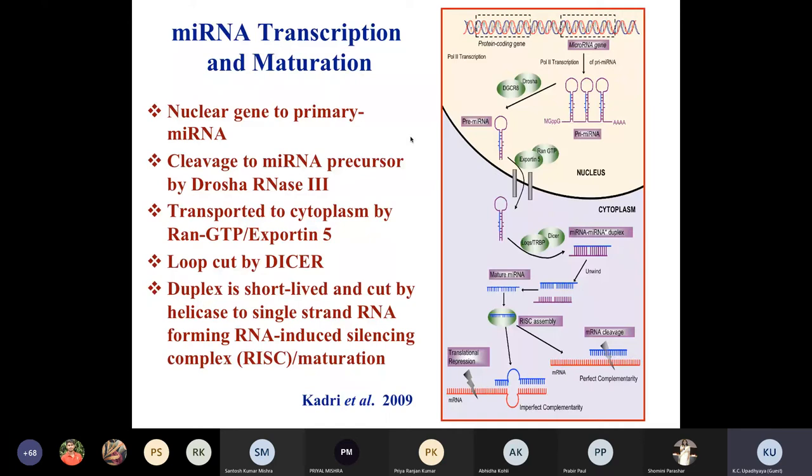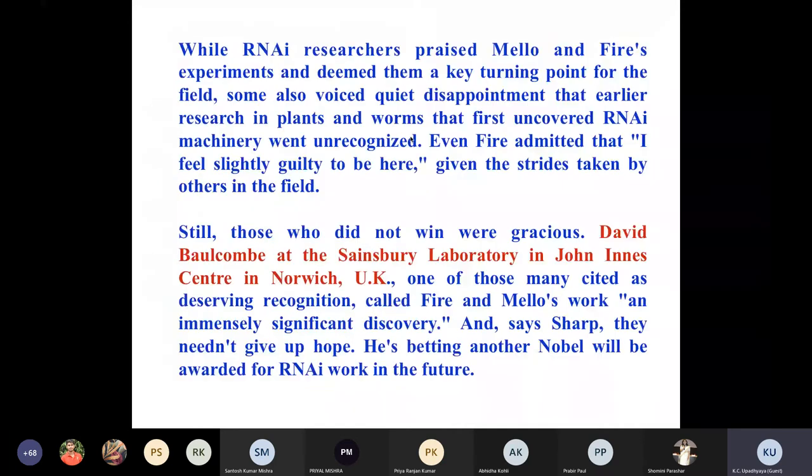The only thing I wanted to say here is that Mello and Fire got the Nobel Prize, but there was still a lot of discussion going on about who else deserved it. Those who did not win were gracious. David Baulcombe, at the Cell Division, was one of those many cited as deserving recognition, but did not get the Nobel Prize. And Phil Sharp says we need not give up hope. Maybe there will be another Nobel Prize for RNA work in the future.